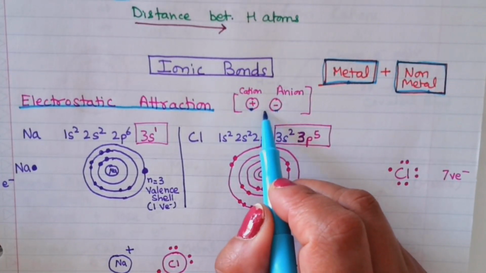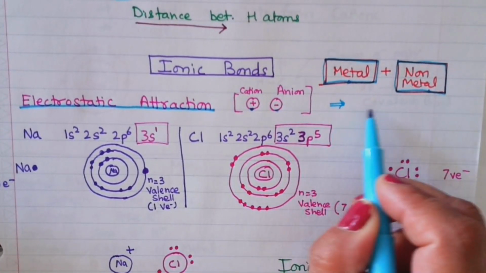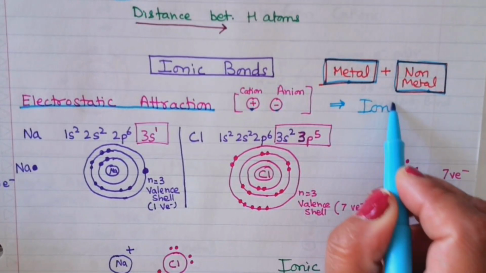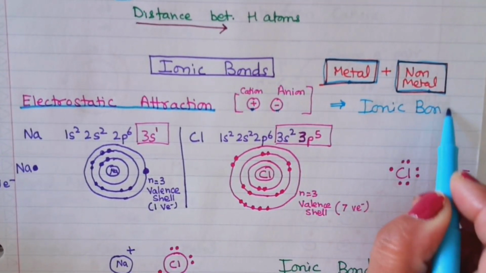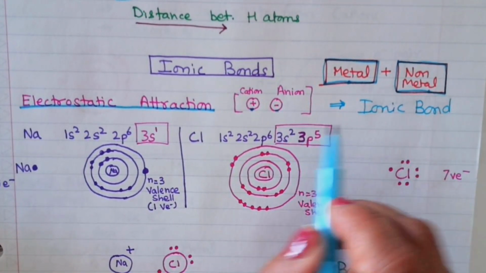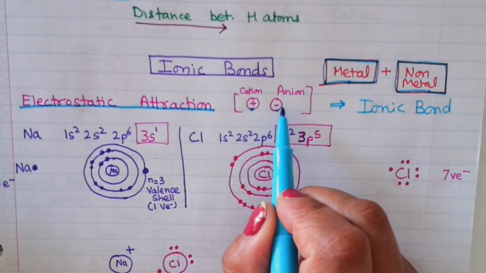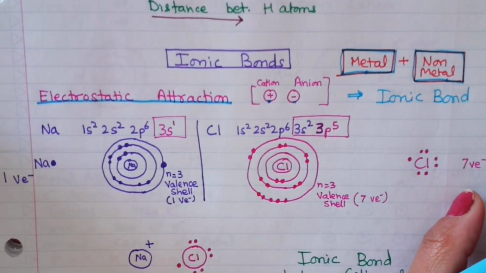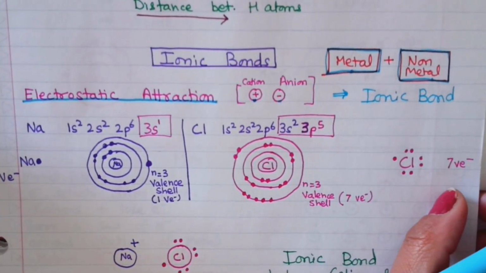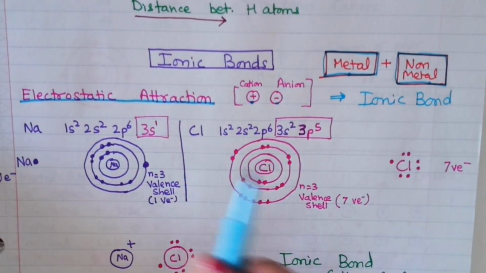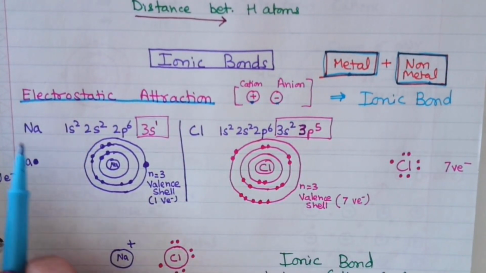This force of attraction is what we refer to as an ionic bond. So it is the electrostatic attraction between a cation and anion. Now let's recall how cations and anions are formed. So let's do an example of NaCl.